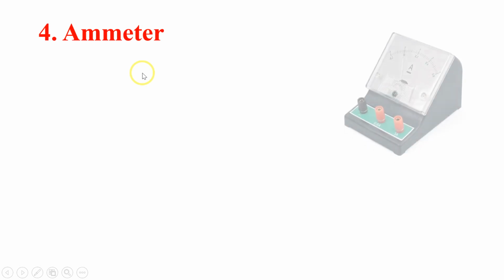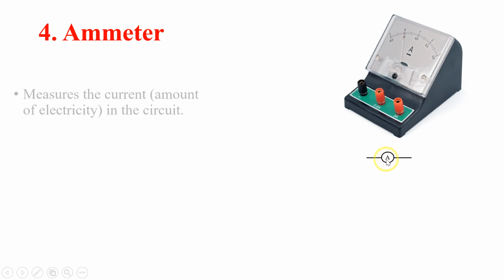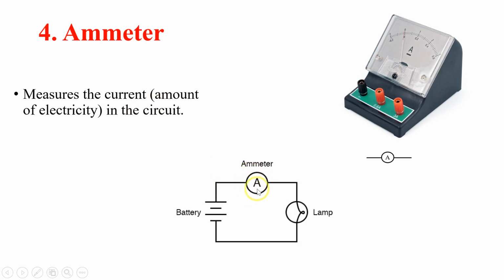Ammeter. An ammeter is also a device used to determine the flow of electric current, and its symbol is a round circle, and in this round circle we usually write A. The basic purpose of the ammeter is to measure the amount of current in the circuit. So this is a representation of the ammeter.